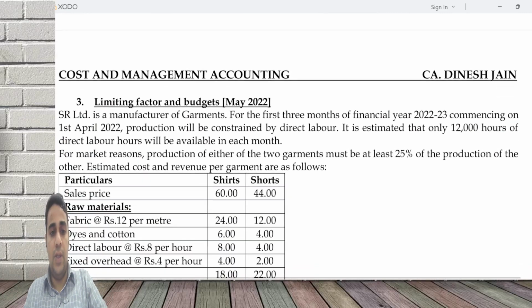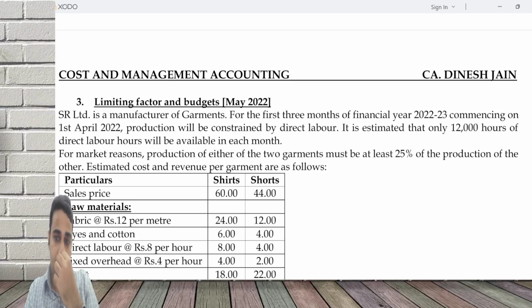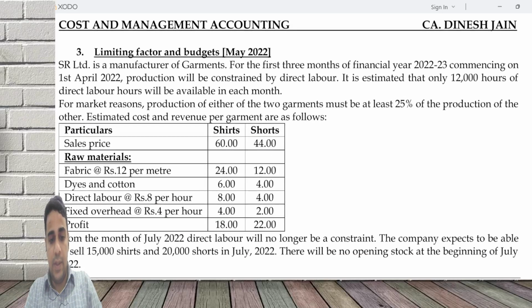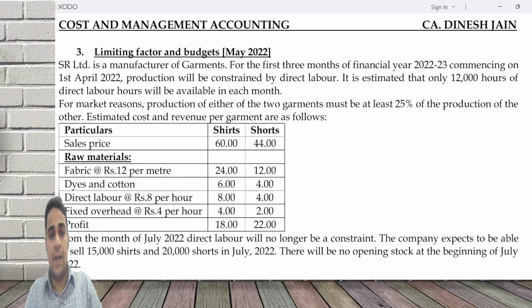Go through question 3, you read through this. It involves somewhere your marginal costing also. In marginal costing, we did an area called limiting factor. So somewhere that will also come in this question. Slightly lengthier problem. First go through the question and then I start explaining it.